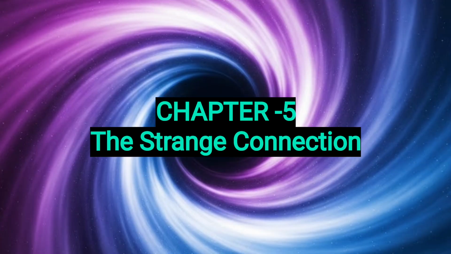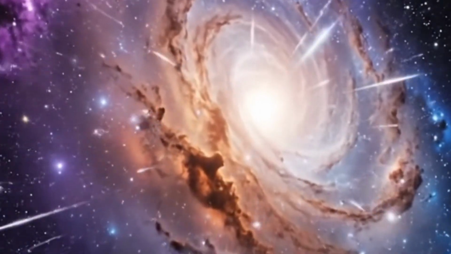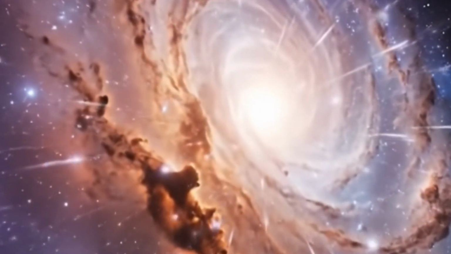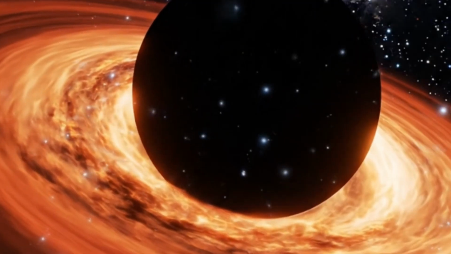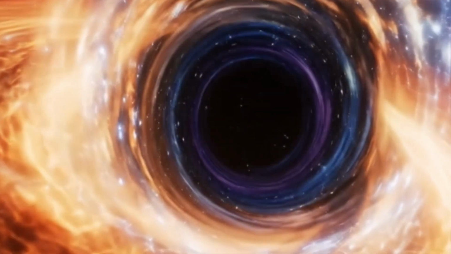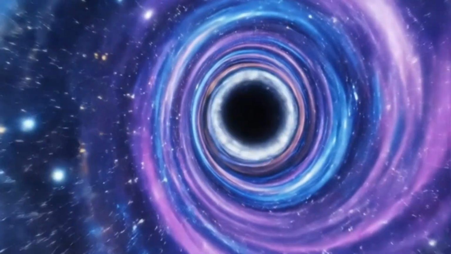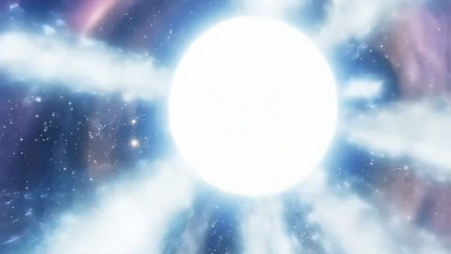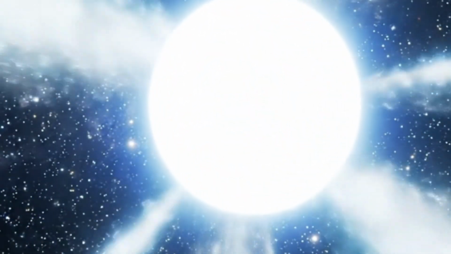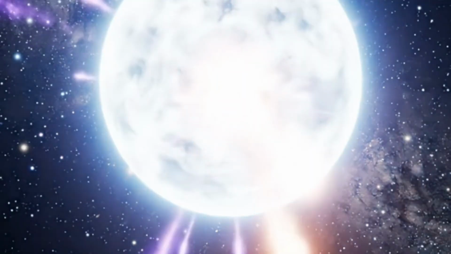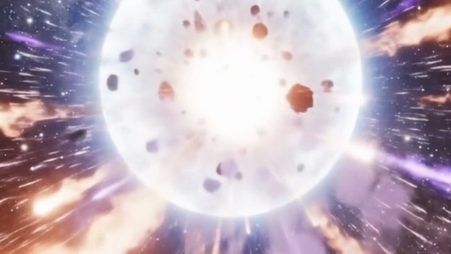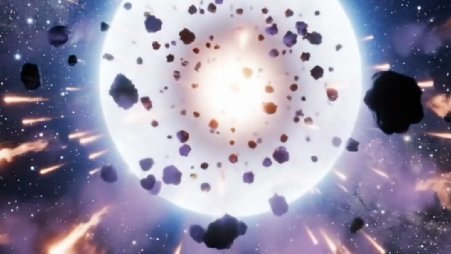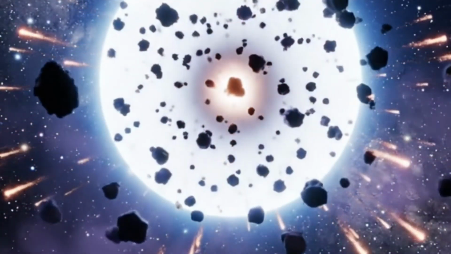Chapter 5: The Strange Connection. Here is where things become even more interesting. Some early wormhole ideas actually came from black hole equations. In theory, a black hole might connect to something called a white hole. A white hole would do the opposite of a black hole. Instead of pulling matter in, it would push matter out.